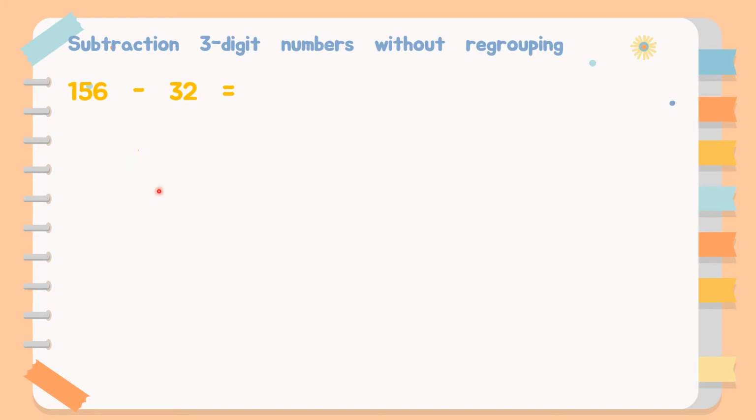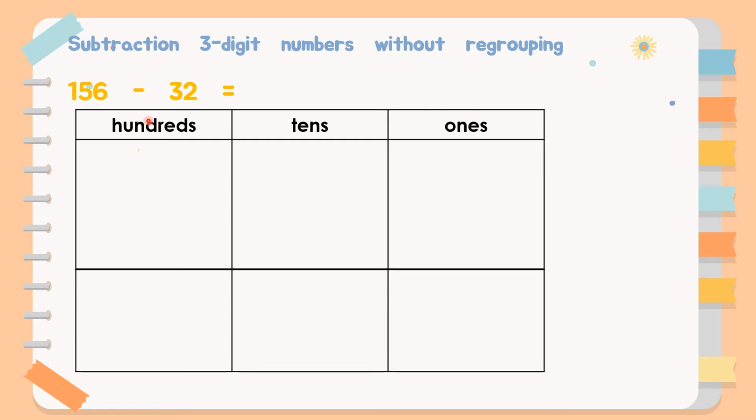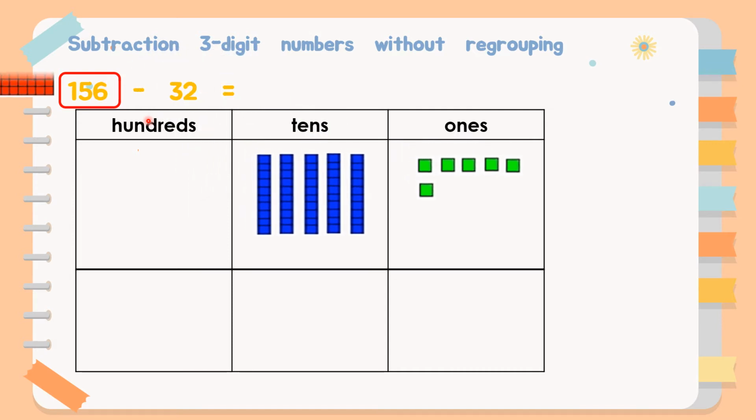Subtraction of 3-digit numbers without regrouping. How can we use blocks, or we can call them 100 squares, to subtract? Let's look at 156 minus 32. We can use blocks or 100 squares to represent 156. Let's fill in 156 in the box. Start from 6 in the ones place, 5 in the tens place, and 1 in the hundreds place.